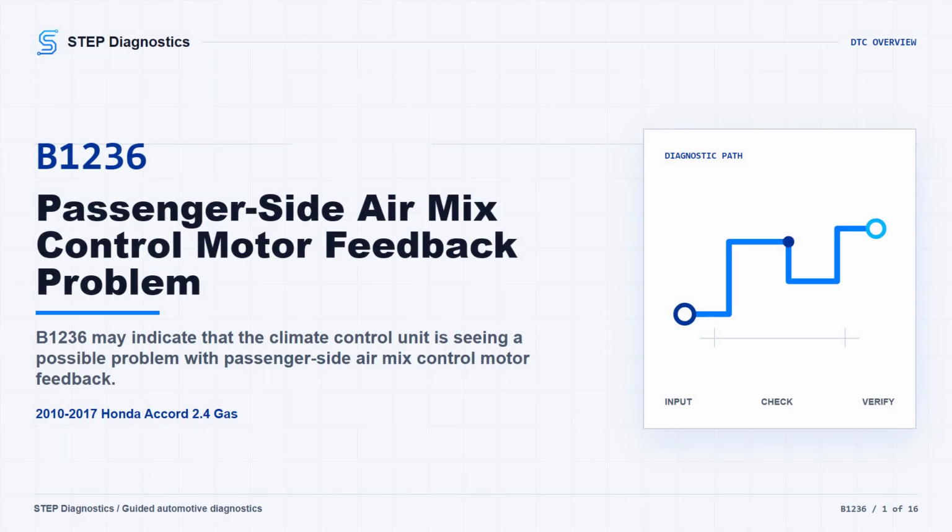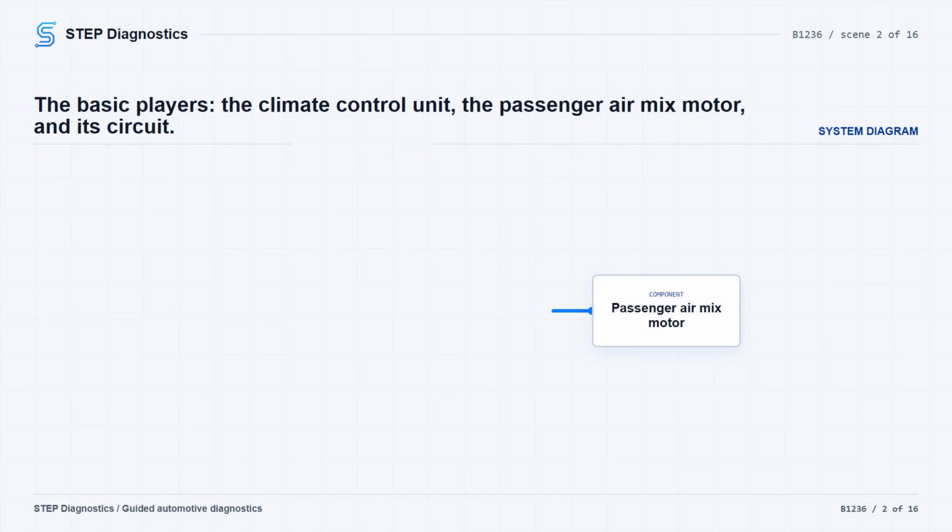On this Accord, B1236 is a climate control code tied to the passenger side air mix control motor feedback circuit. In plain terms, the climate control unit may be commanding air temperature movement on the passenger side, but the feedback signal may not make sense. The customer may notice passenger temperature control that is incorrect, stuck, or inconsistent.